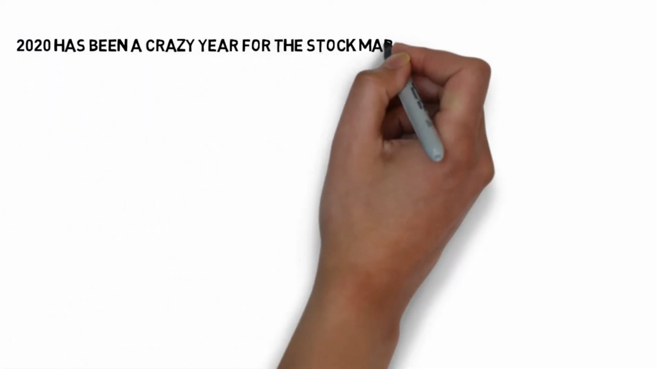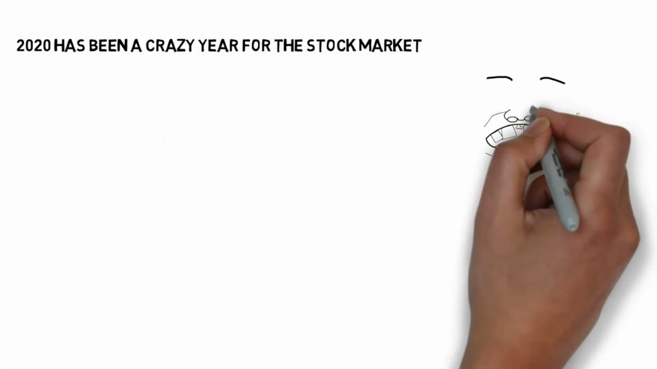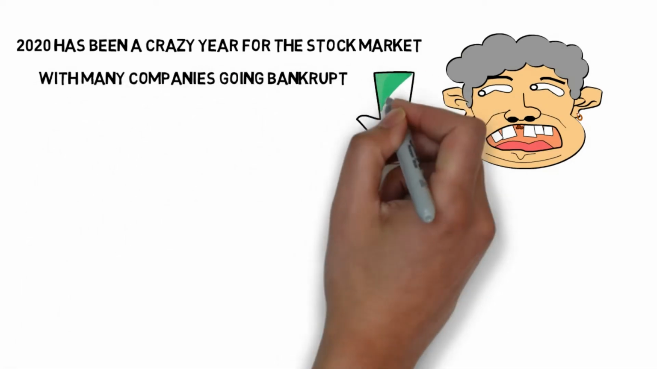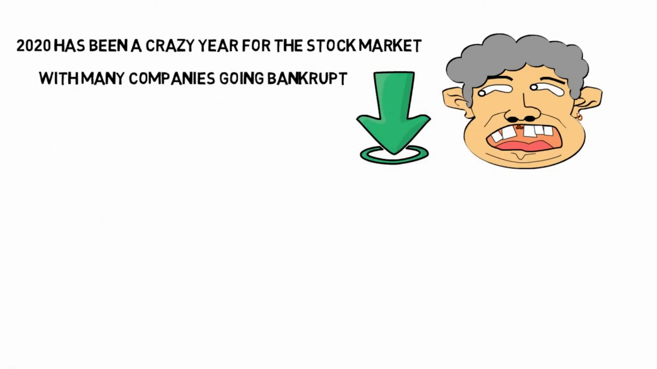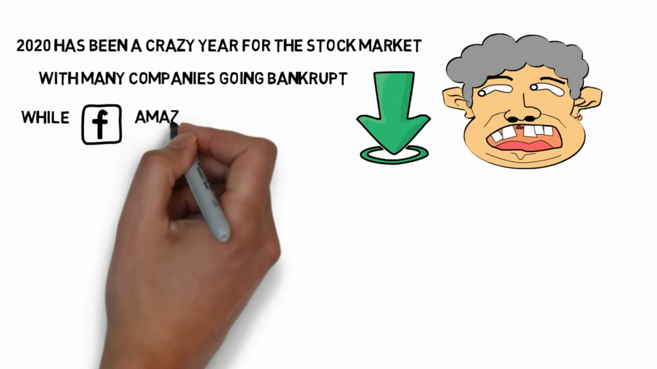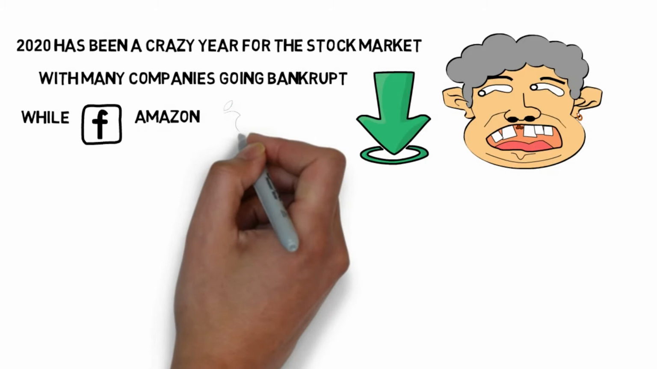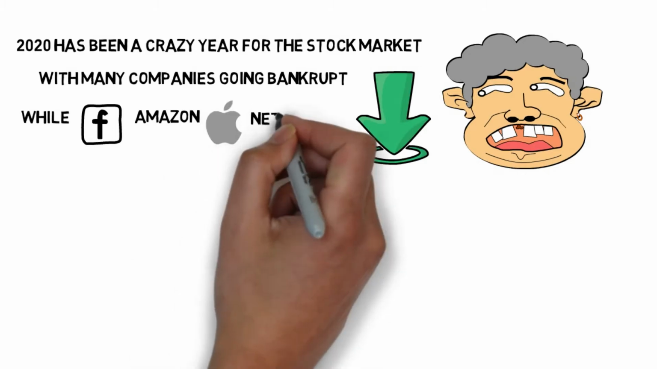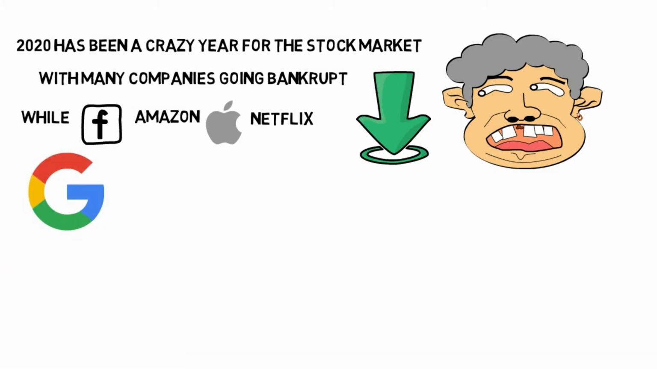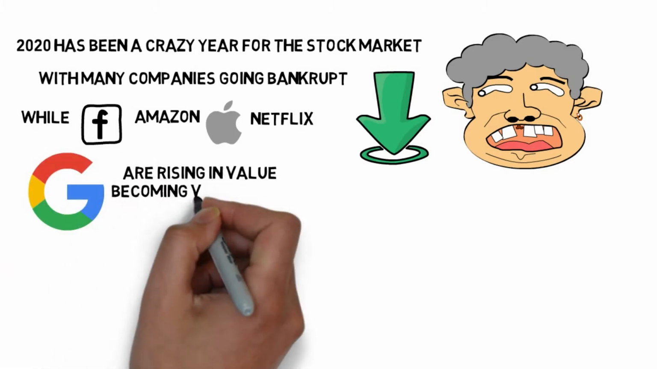2020 has been a crazy year for the stock market, with many companies going bankrupt, while the FANGs, Facebook, Amazon, Apple, Netflix, and Google, all rising in value, becoming very costly.